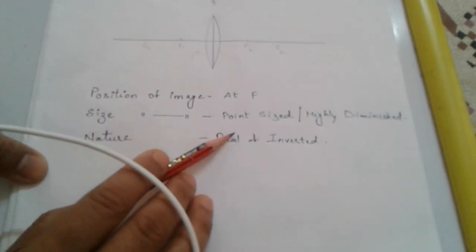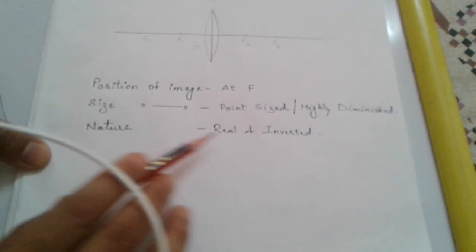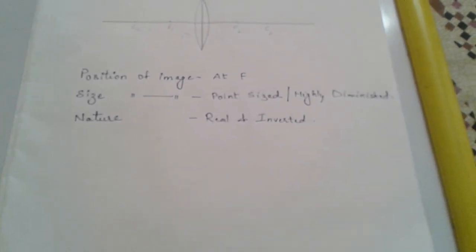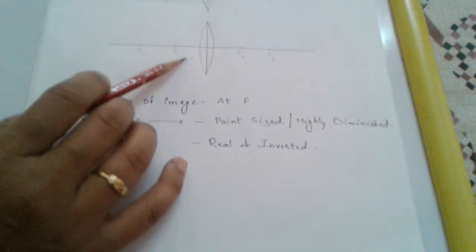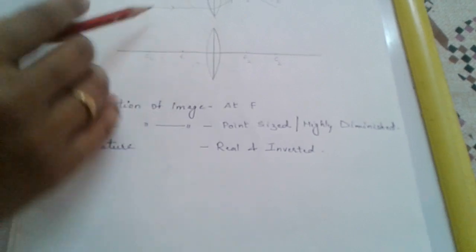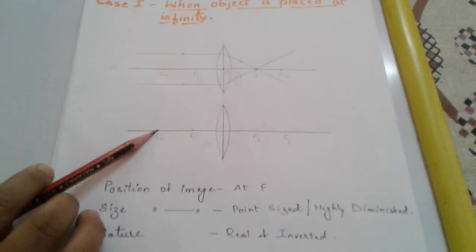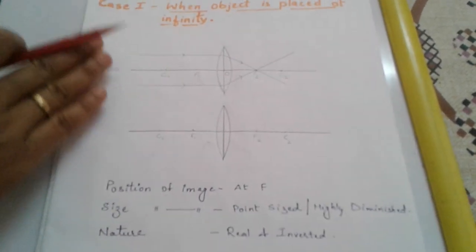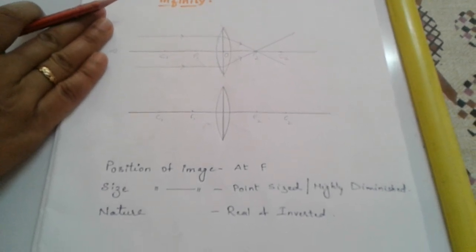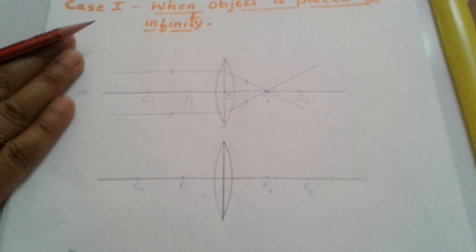The size is point size or highly diminished, and the nature is real and inverted. So this particular diagram can also be used to draw the same thing that we have learned. So with this we finish case 1, and now in the next video we will see case 2 and case 3.